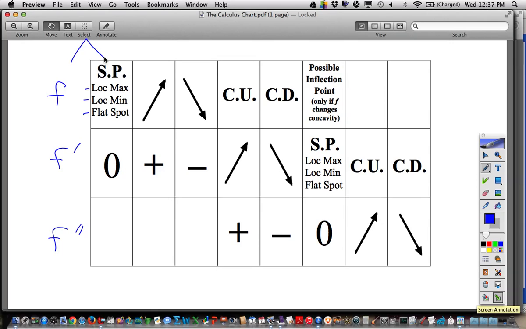Yeah, f prime's not 0 there. So we probably ought to have this in here as well. So f prime could be undefined, right? And we've also said, what would you do if you wanted to find out when f is increasing? You would find when f prime is positive. Well, how do you find when f prime is positive?